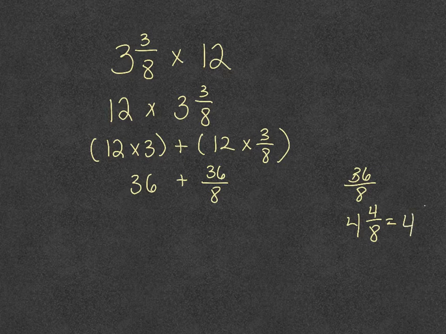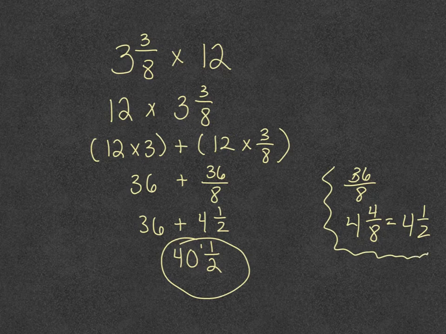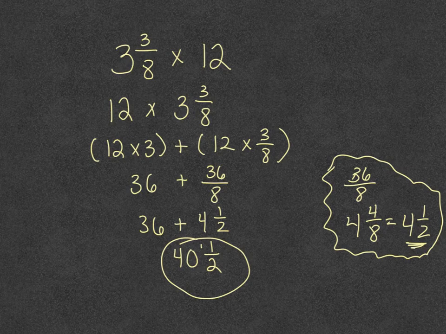And this becomes 4 and 1/2. So we do 36 plus 4 and 1/2, 36 plus 4 is 40, and then we just bring down our fraction. Becomes 40 and 1/2. All right, so guys, this is important right over here. We want to make sure that we are simplifying our improper fractions or our fractions greater than 1 into mixed numbers. And be sure that we are always reducing our answers.